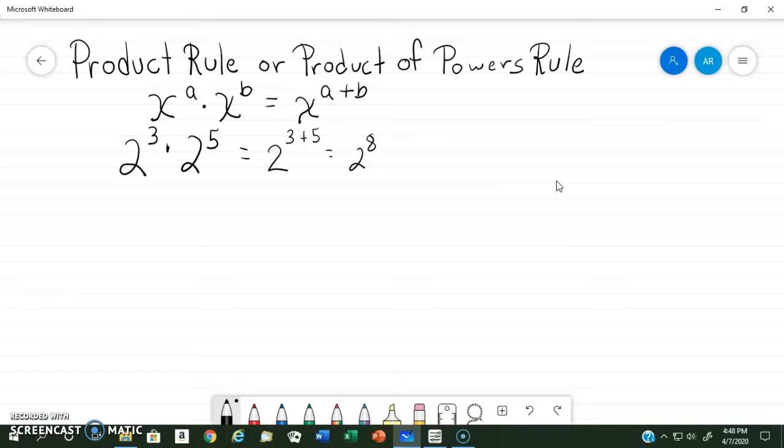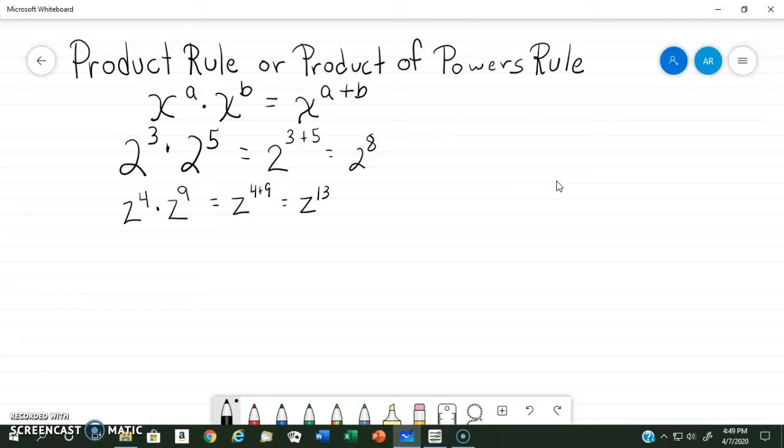Here's an example with a variable. So let's go with z to the 4th times z to the 9th. Again, I keep my base, I add my exponents and keep that as a superscript. I get z to the 13th.